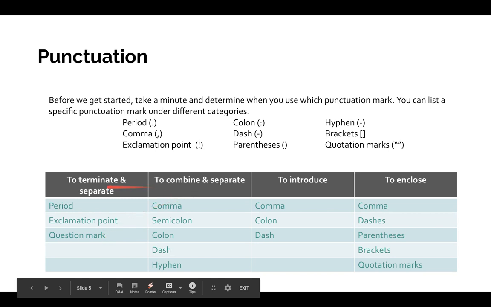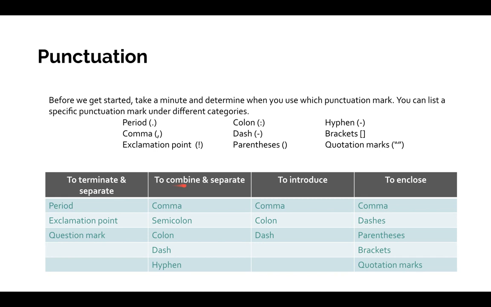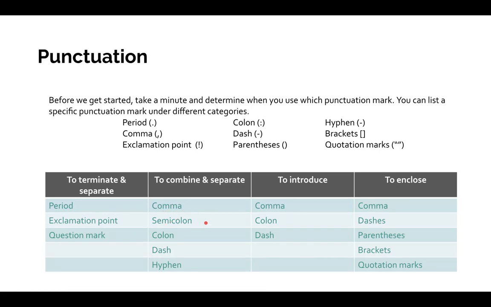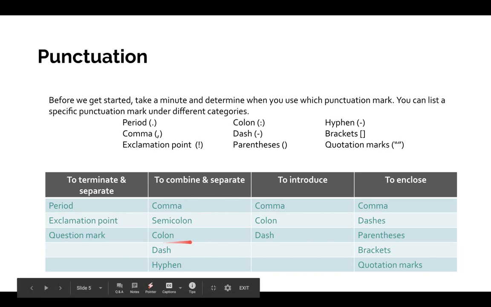Now, while this one is to end and separate, these are to combine and separate. So these you are going to find in the middle. We have our commas. We have our semicolons, which we know do act as periods. They do end sentences, but the important thing to remember with a semicolon is it's connecting two sentences together. It's combining them, but yet still separating. You have colons, you have dashes, and you have hyphens.